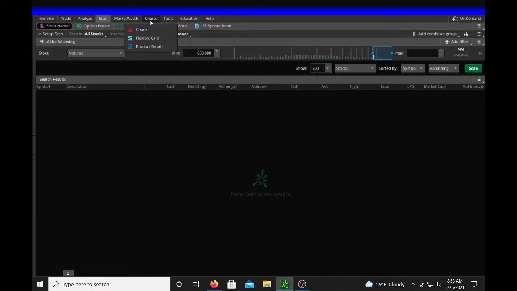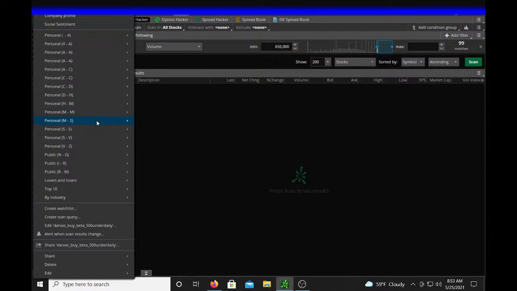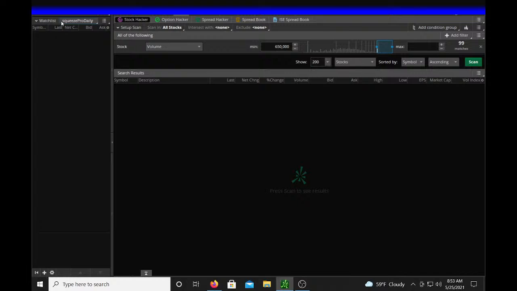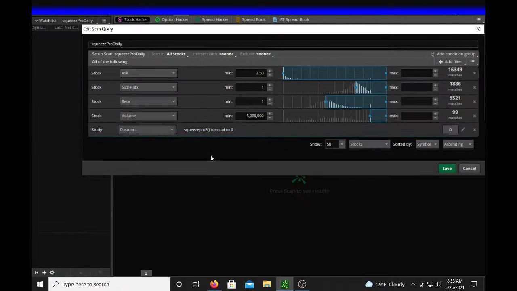Now, let's try our watch lists here. You've got your Squeeze Pro Daily, and it is based on the Squeeze Pro 3 being equal to 0, and these other particular criteria as well. But it doesn't seem like I'm going to catch anything with some of these. So let's just change some things around here, okay?